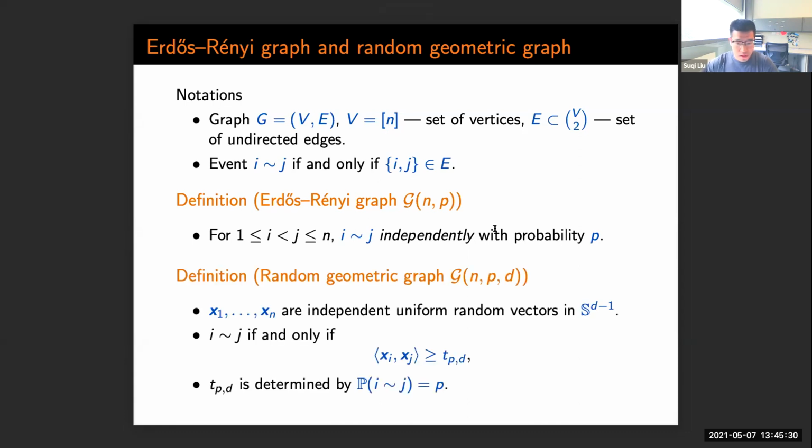And the random geometric graph G(n,p,d) we consider here is defined as follows. We first draw n independent random vectors uniformly distributed on a d-dimensional sphere. And I is connected to J if and only if the inner product between their underlying random vectors is greater or equal to a threshold, where the threshold is usually determined by setting the probability of having an edge to be equal to p. One note here is when people consider random graphs in dimension 2 and 3, in the literature, people usually study the Euclidean distance. However, it is more natural and convenient to study the inner product when we are in the high-dimensional space.